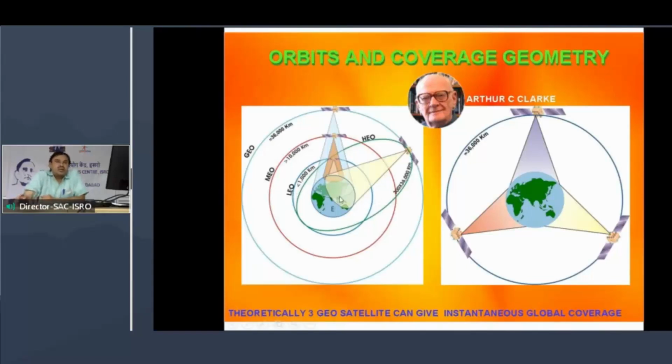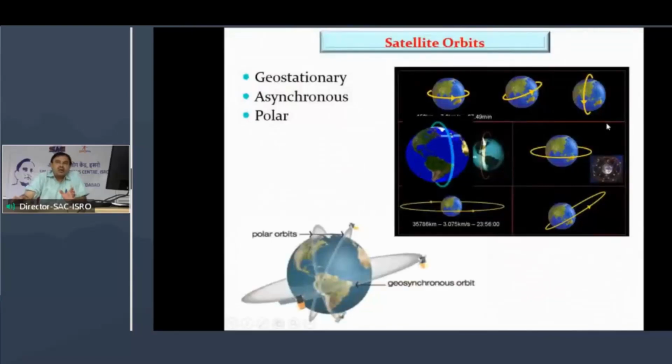And nowadays, you have satellites in different orbits, which are called low Earth orbit, mid Earth orbit, and geostationary orbit. And for planetary missions, there is also something called heliosynchronous orbit. So these are the various orbits of satellites. I'm not going into detail because we concentrate more on satellite communication. But the basic principle is that if you have 3 geostationary satellites, you can communicate all across the world. So this is how the orbits of the satellite happen.